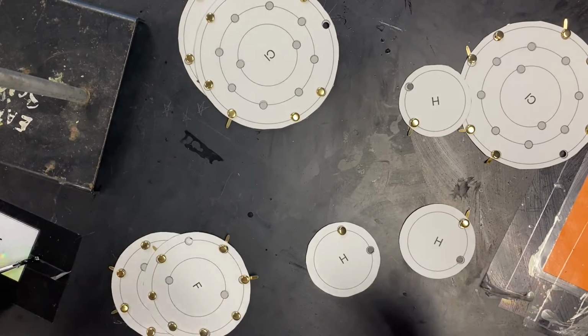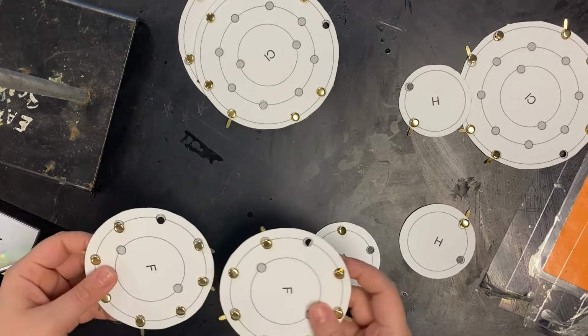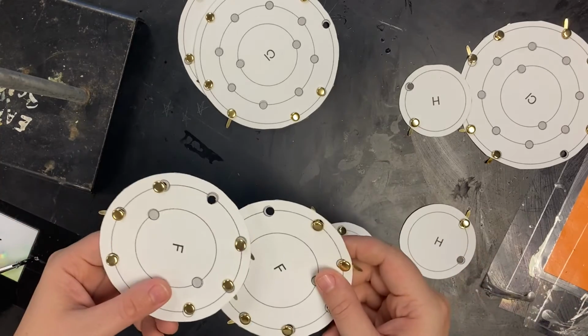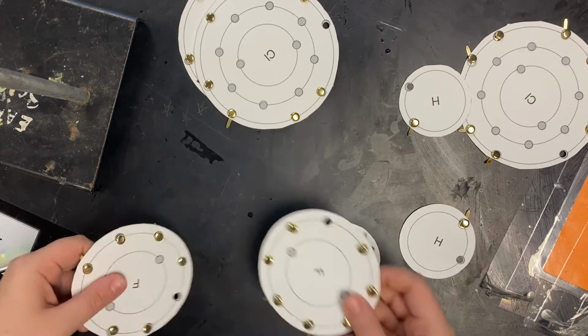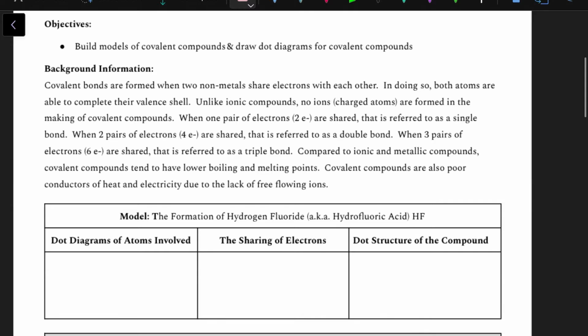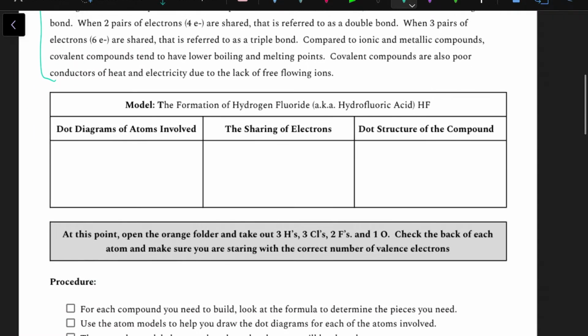Remember, all atoms want their full valence shell, so what you're going to have to do is figure out how to connect these two things so each thing has 8 valence electrons. So here you have some useful background information that will come in handy later on. It tells you what a covalent bond is, how it's formed, and how it's different from ionic and metallic compounds. So we're going to build them and draw them in this lab.